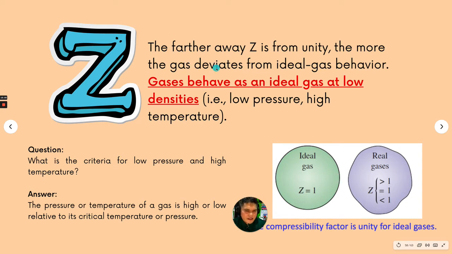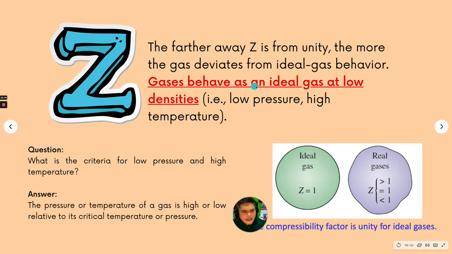So the further away Z is from unity, which means the further away Z from 1... If Z equals 1 and you use the equation PV equals ZRT, then you will get the ideal gas, which is PV equals RT. But for real gases, where Z is more than or less than 1, the more the gas deviates from ideal gas behavior. So for example, kalau kita dapat Z equals 0.5, it just shows that this is not ideal gas behavior. So we need to use the compressibility factor in order to determine the properties of the gases.